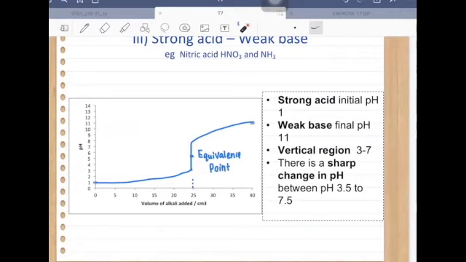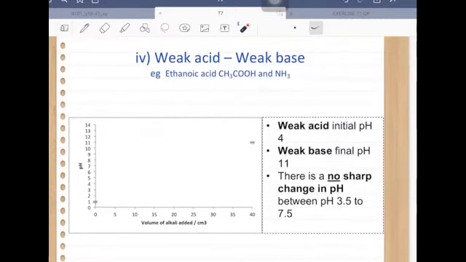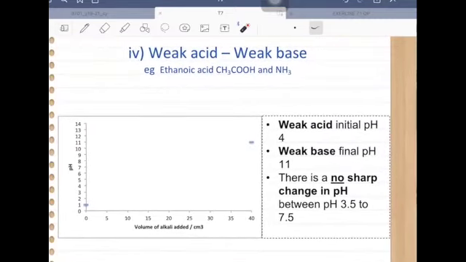That's why it is important for you to identify who is in the conical flask and who is in the burette. Okay, next is the only thing that is different: weak acid and weak base. So neither of them is strong enough to produce the vertical region. Actually, that's why there is no vertical region in this type of reaction. Here an example of a weak acid is ethanoic acid, and an example of a weak base is ammonia. Both of these molecules are organic molecules, so they are generally weak.